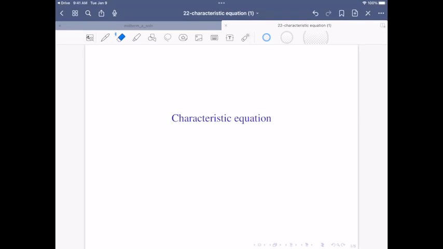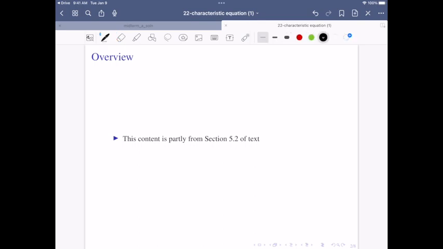Characteristic equation. This part is from section 5.0 of the text. In the last lecture, we introduced eigenvalues and eigenvectors.